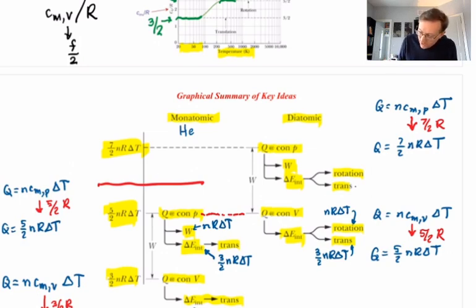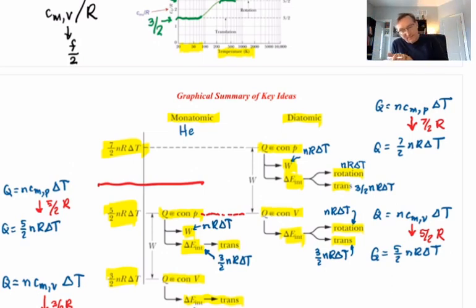And with the translation, you have an associated energy change of 3/2 nRT. And with the rotation, you have an associated energy change of nRT. And with the work, you have an associated energy change of nRT. 3/2 nRT plus nRT is 5/2 nRT plus another nRT is 7/2 nRT. That was the Q. So that's what this table is trying to show you. It's trying to encapsulate all of this content.